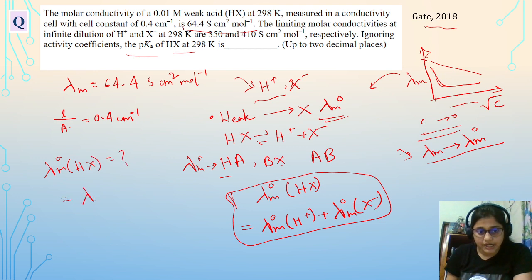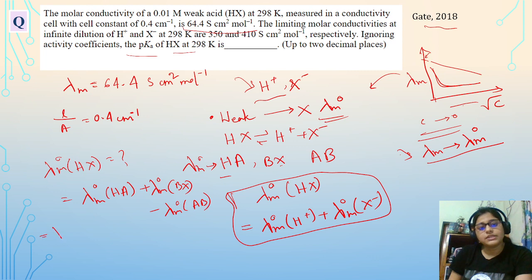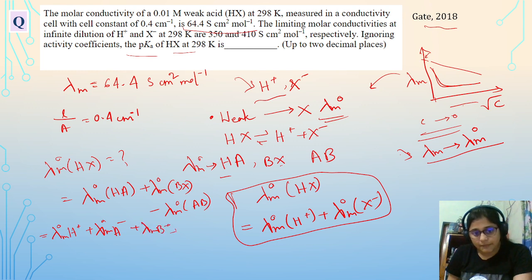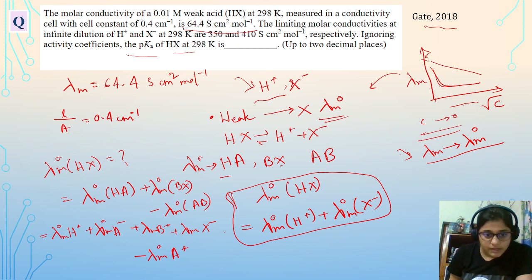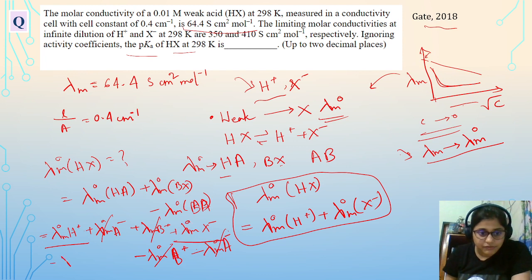This will be nothing but lambda m0 of HA plus lambda m0 of BX minus lambda m0 of AB. How can I write that? If we think about their constituent ions, it will be lambda m0 of H plus, plus lambda m0 of A minus, plus lambda m0 of B plus, plus lambda m0 of X minus, minus lambda m0 of B plus, minus lambda m0 of A minus. So this and this can be cut down. So what we get is lambda m0 of H plus and lambda m0 of X minus, which will be equal to lambda m0 of HX.